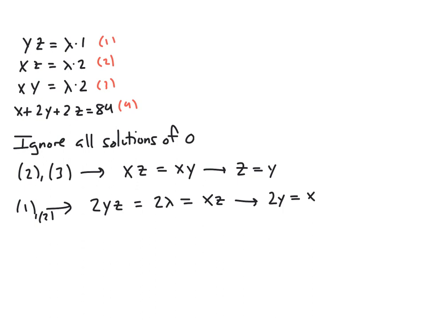Right? And so now we sort of have everything we need. We know how to write z in terms of y. We know how to write x in terms of y, and of course y is equal to itself. And so we can take all of these values and substitute them into the fourth equation. So in our fourth equation, we have x, which we just showed was equal to 2y, plus 2y. And then we want plus 2z, but we showed z was equal to y, so this is also equal to 2y. And this has to equal 84. All right, so this means we want 6y to equal 84.